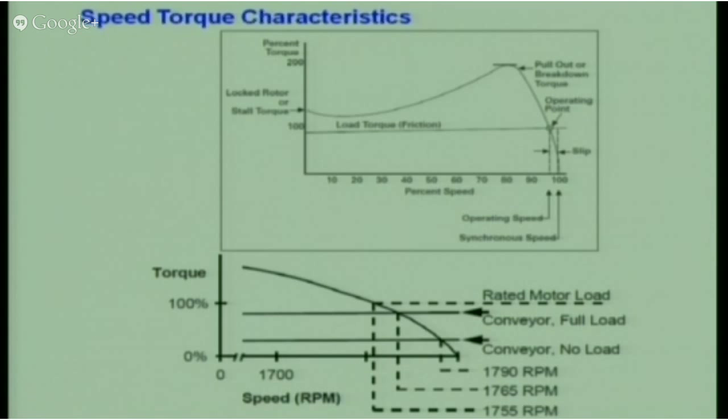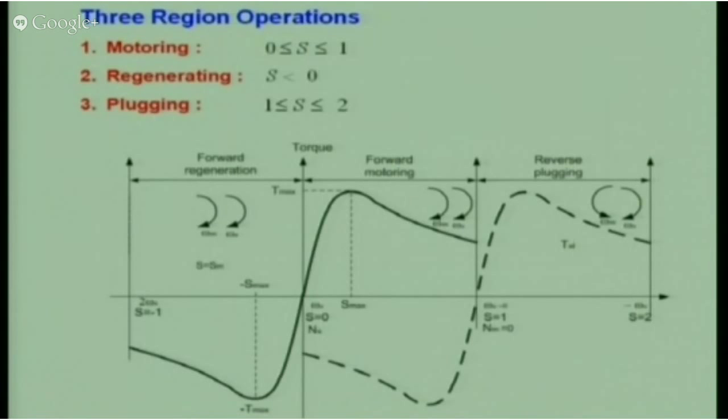The rated motor speed is given here, the conveyor full load speed, the conveyor no load, say 1790 rpm, 1765 rpm, 1750, this is a typical example given. So speed versus torque. Next. And naturally if you increase the load, the torque will be reduced, the speed will be reduced. So wo jo maine aapko pehle slide dikhaya tha jisme power batai thi, you have to be at the midpoint of the load line so that the maximum power is obtained.